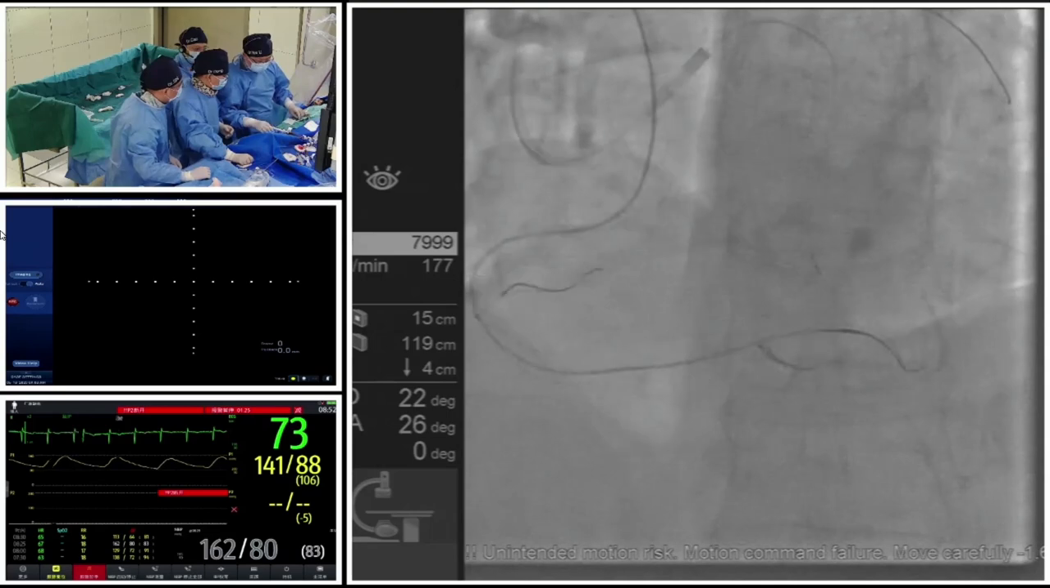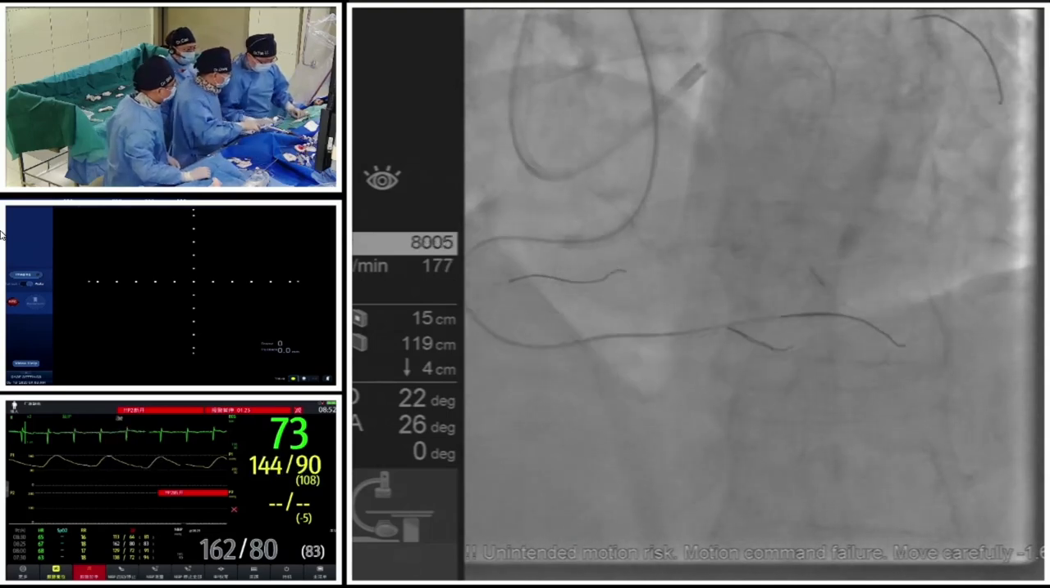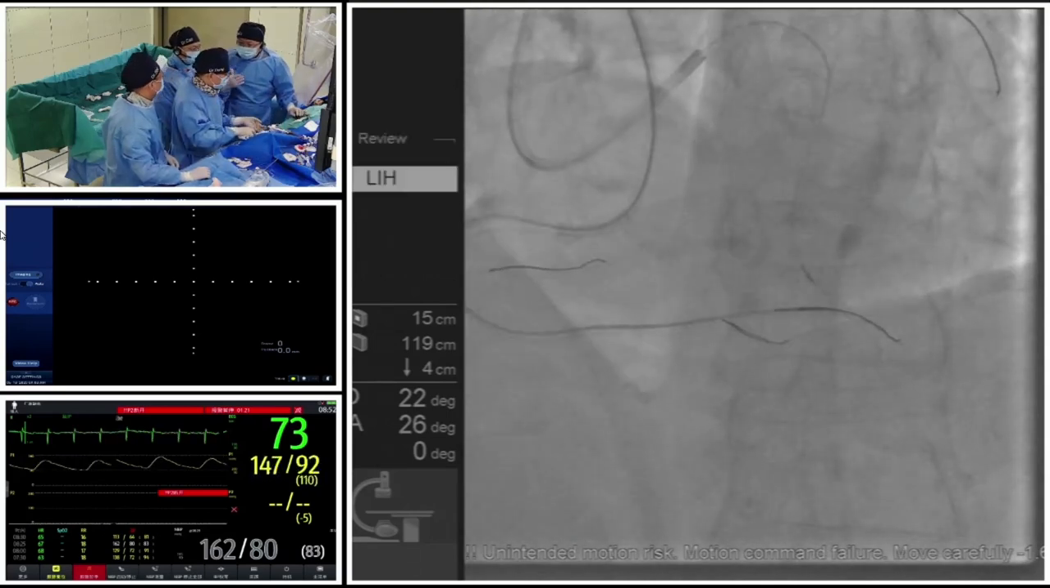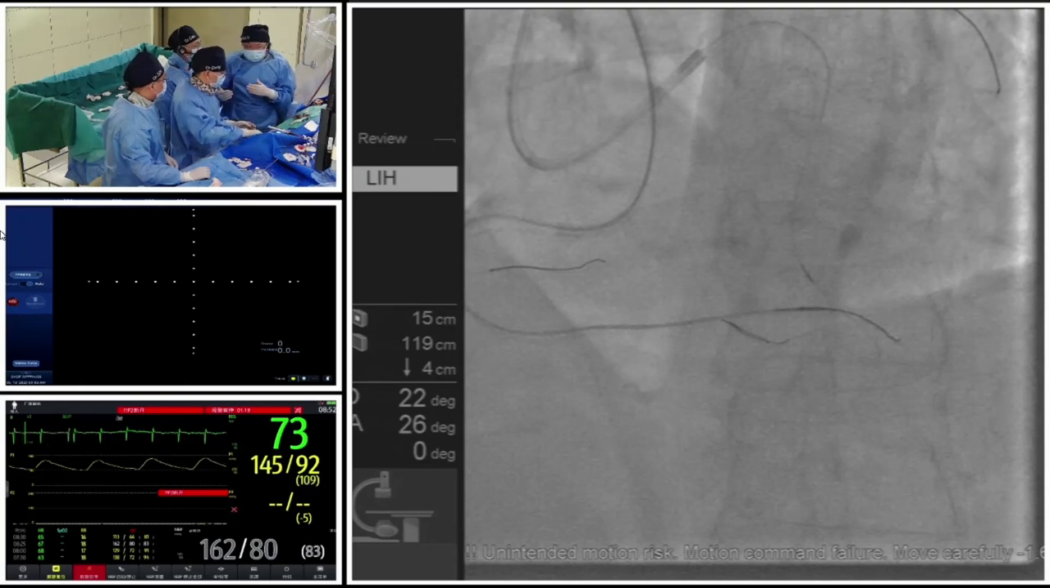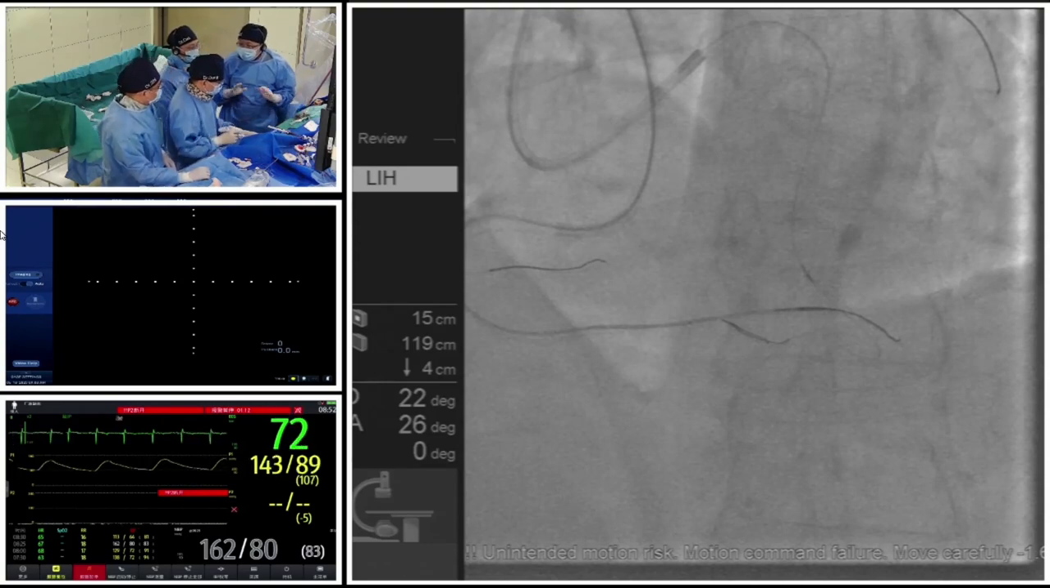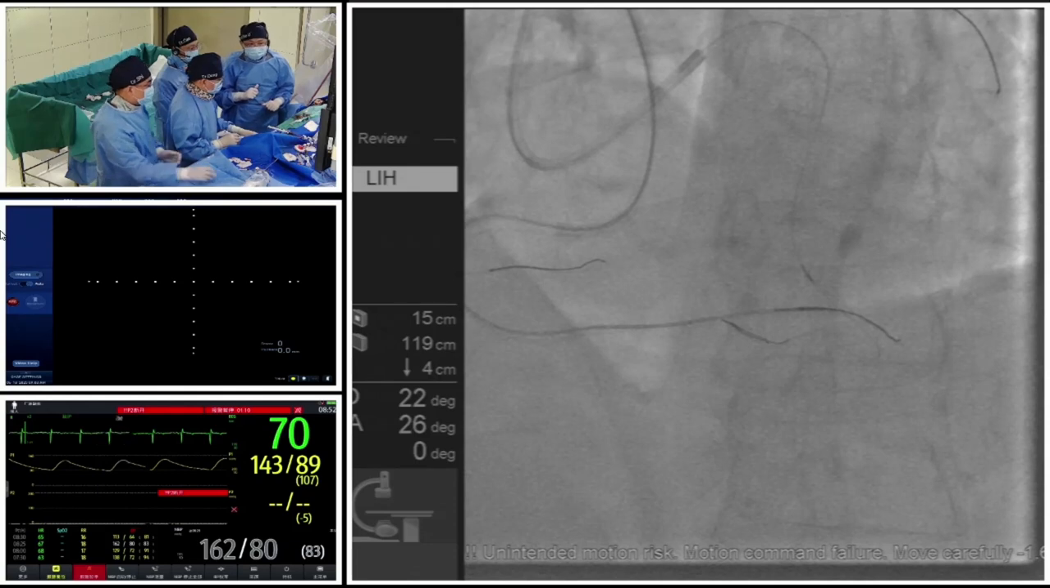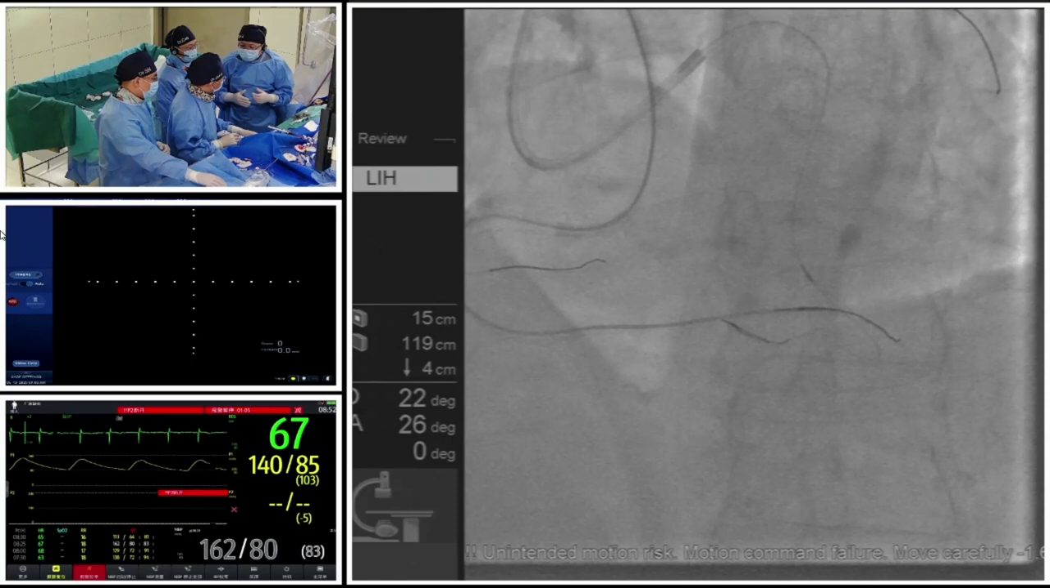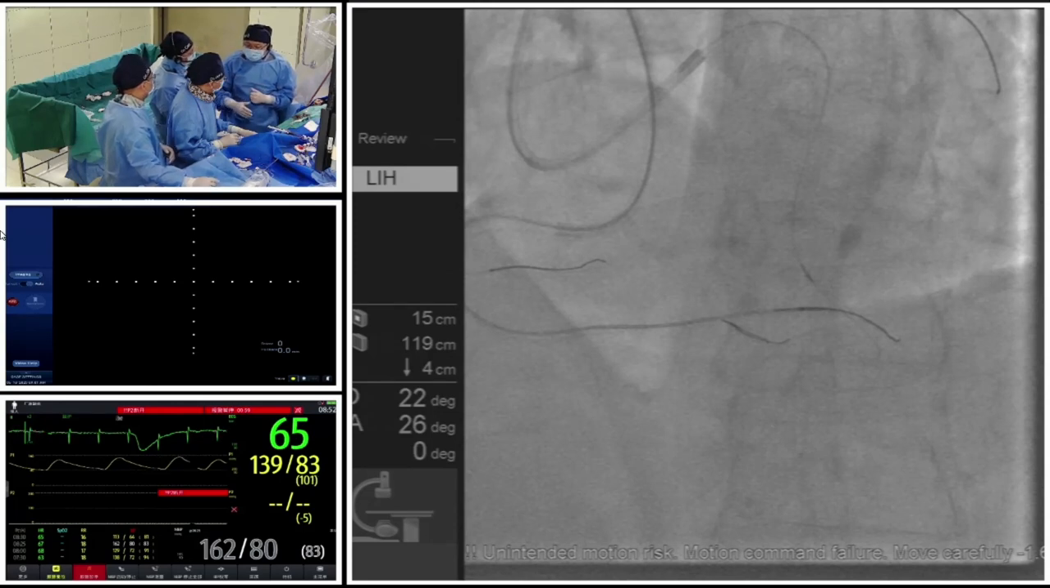So I think we finished 80% of the case, and next the retrograde approach also worked, with the retrograde wire as a marker for the retrograde puncture. So the hybrid approach is very important, and imaging guidance is very important. At present we have many methods and strategies to canalize the CTO, but how to open it with high quality and try to avoid complications is of the most importance.